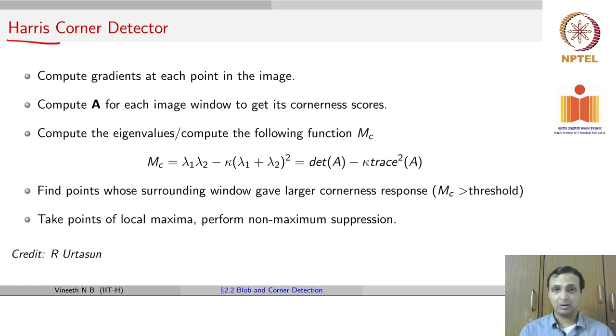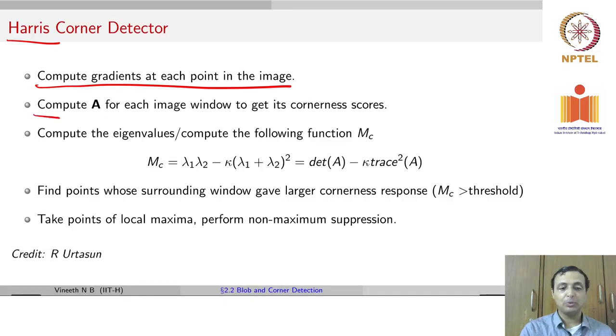So the entire procedure follows something like this. You compute gradients at each point in the image. Using that, you compute your A matrix. You can use a weighting function, or if you don't use a weighting function, you just assume that you're going to consider all of the patch positions of that patch to be equal. Then we ideally want to compute your eigenvalues and decide your cornerness based on the eigenvalue.